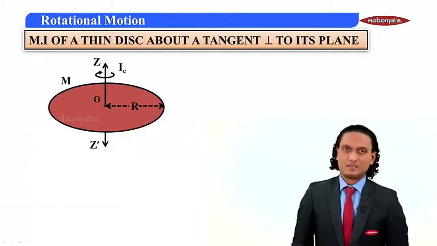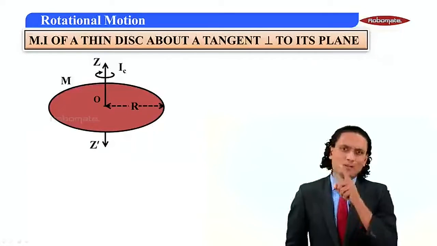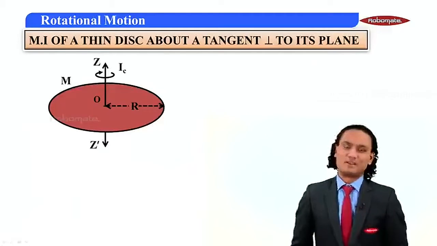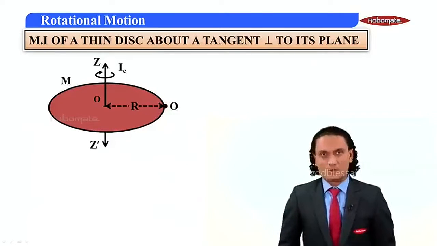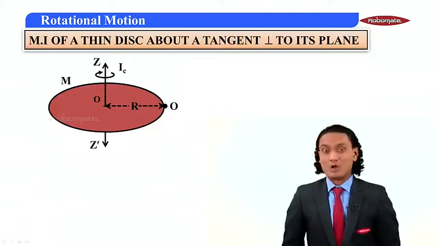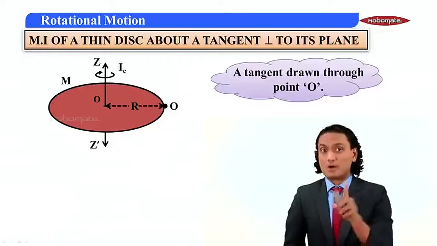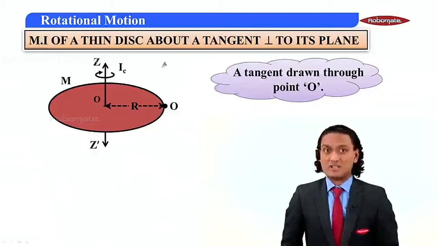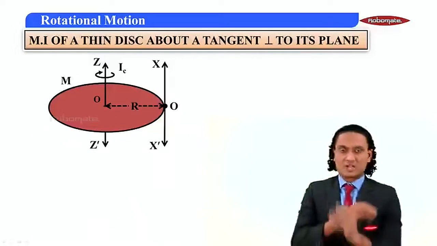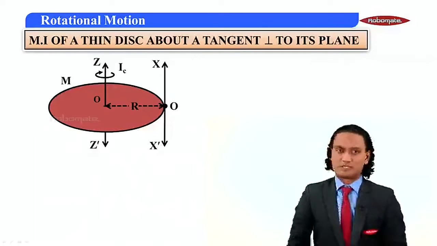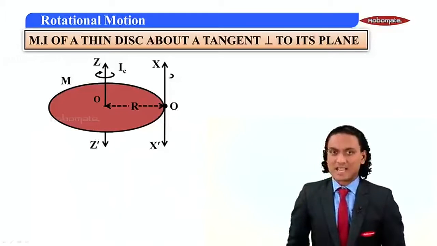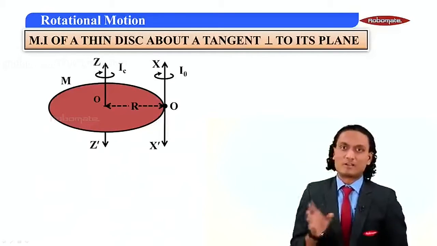Alright. Now students, see the title. Moment of inertia of a disk about the tangent perpendicular to its plane. So to draw a tangent, I'll take point O. Point O is on the circumference of the disc. Now let me draw a tangent through point O, but hold on. This tangent should be perpendicular to the plane of the disc. So X dash is a tangent which is perpendicular to the plane of the disc. Now students, if this disc rotates about X dash, then its moment of inertia is I naught.